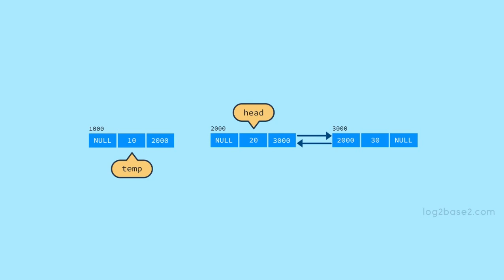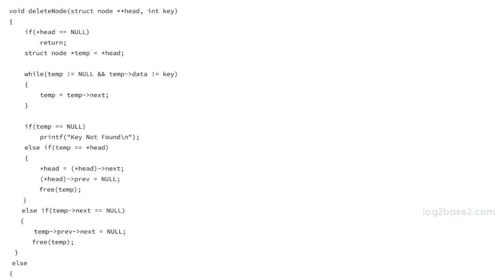Still we have to free that space. So delete that node pointed by temp. So the process is now completed. And now let us see the code to implement this.